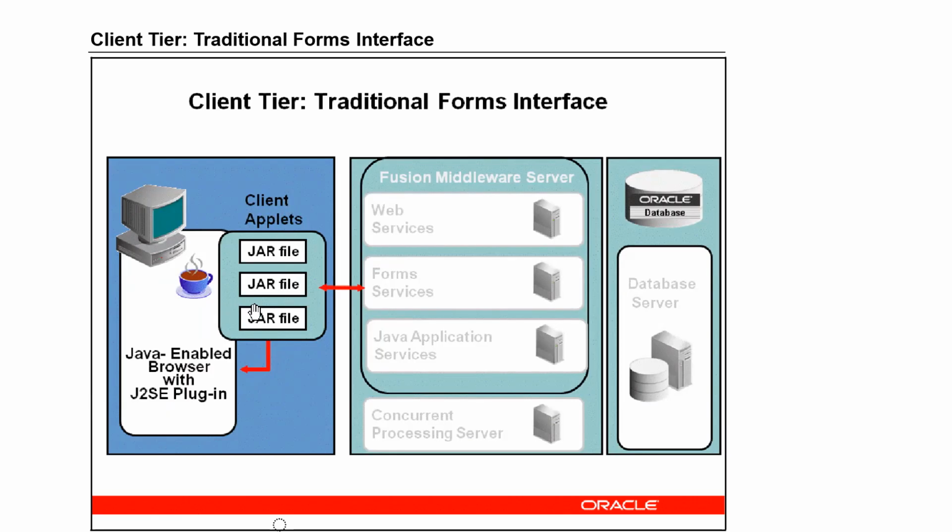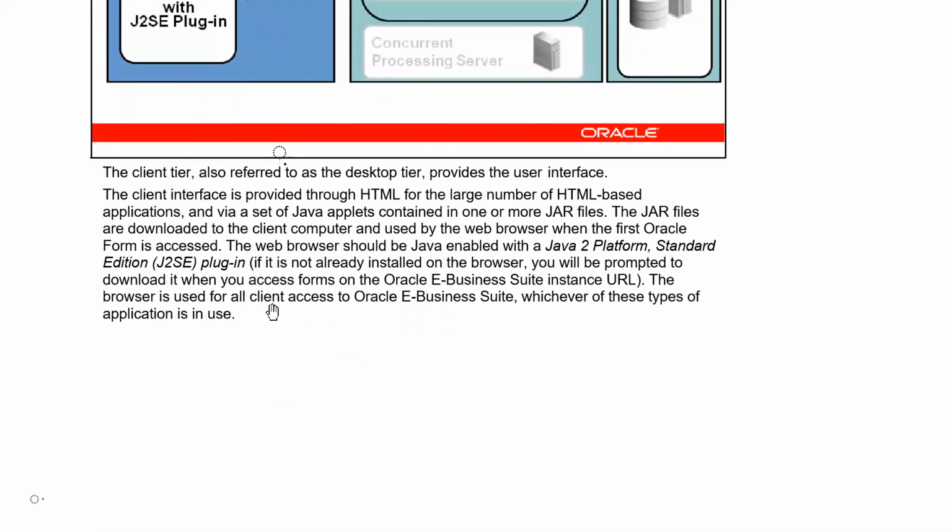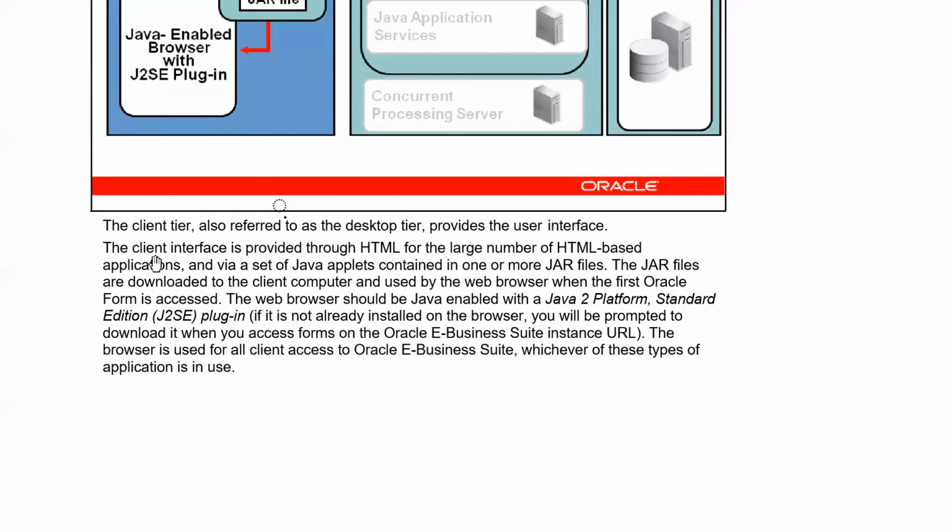Why like that? Only the first time it will take some time, because it brings the jar files from the application tier and installs them on the desktop tier. But from the next time onwards, since the jar files are located locally on your laptop machine, it will be much faster. Only for the first time it will take some time, right? So that's what he's telling. The client tier is also referred to as the desktop tier, which provides the user interface.